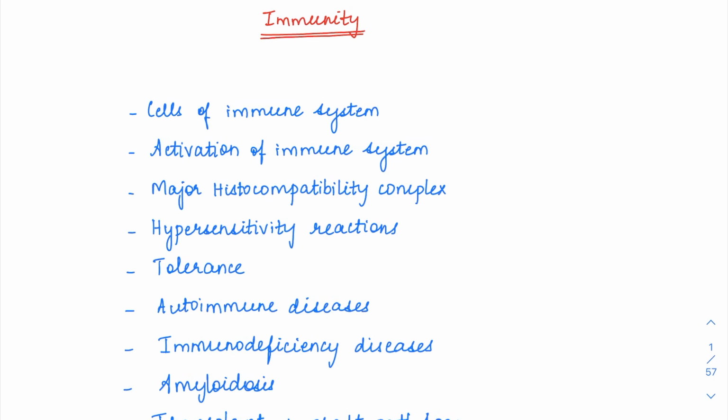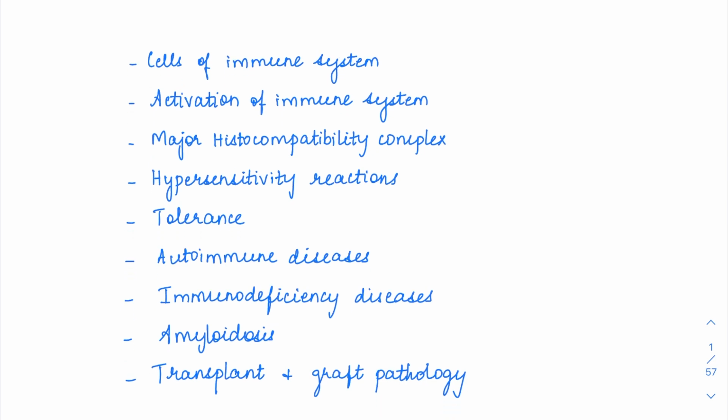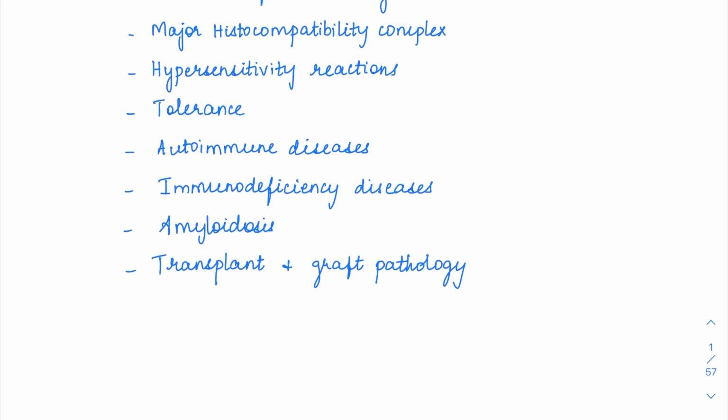So next, let's start with immunity. Under immunity, we'll be discussing the various cells of the immune system, then how this immune system gets activated. Then we'll see the major histocompatibility complex, hypersensitivity reactions, and tolerance, the failure of which is going to cause autoimmune diseases. Then we'll see the immunodeficiency diseases, amyloidosis, and transplant versus graft pathology.